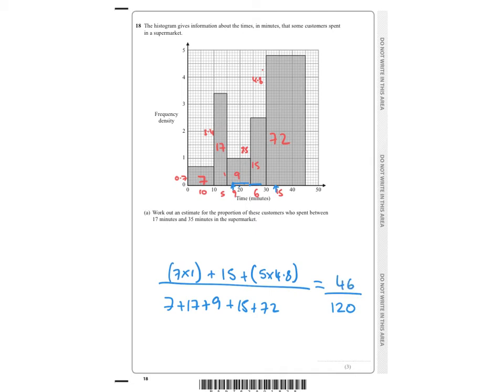Supermarket. So more than 30 is 72 minutes. So if we have a look for 36, it's here. So we're going to do 9 times 4 minutes in the supermarket, which is 72 people. 9 times 4.8.